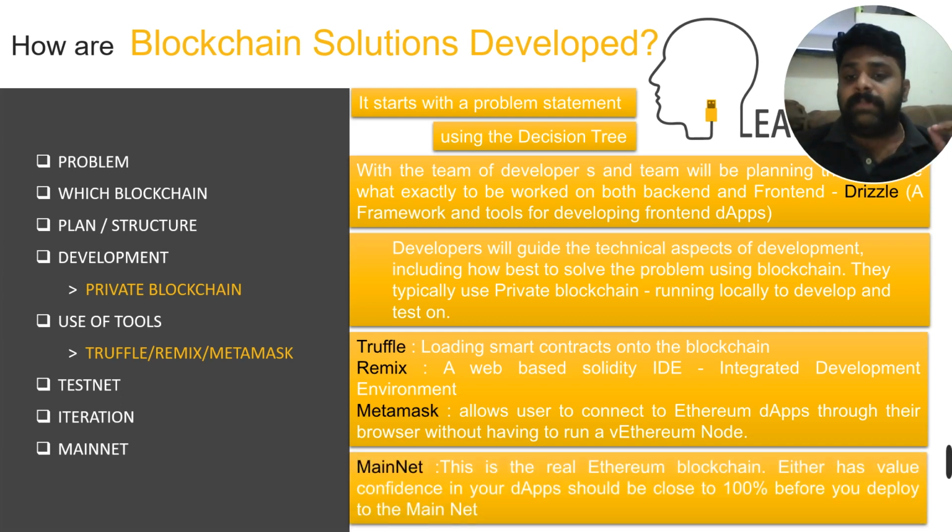So what do you mean by mainnet? This is the real Ethereum blockchain. Either it has a value, confidence in your dApps should be close to 100% before you deploy to the mainnet. That means, for example, in C++, whenever we write a program, we sometimes get warning messages. Even if we get warning messages in debugging mode, you can still execute the code and get the outputs. But in the case of blockchain, it is not so.